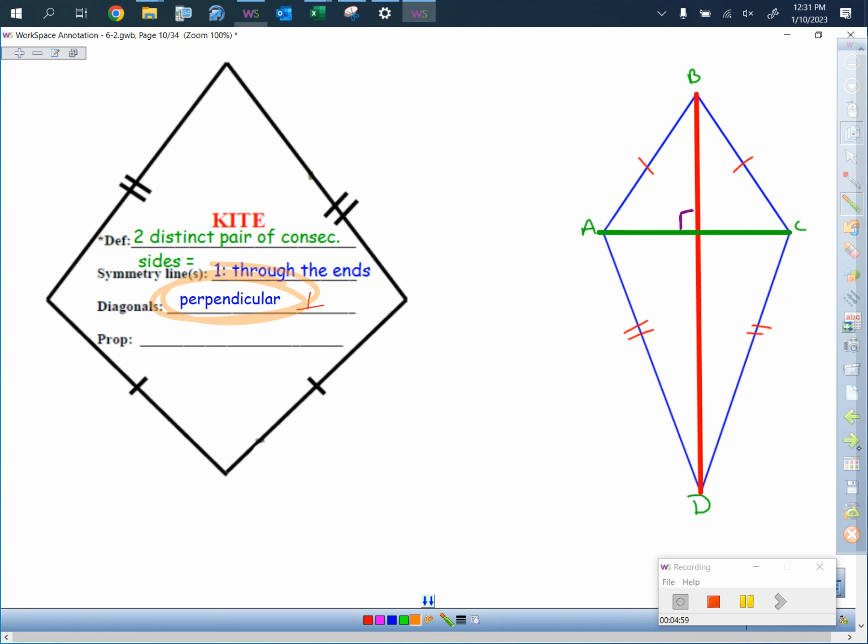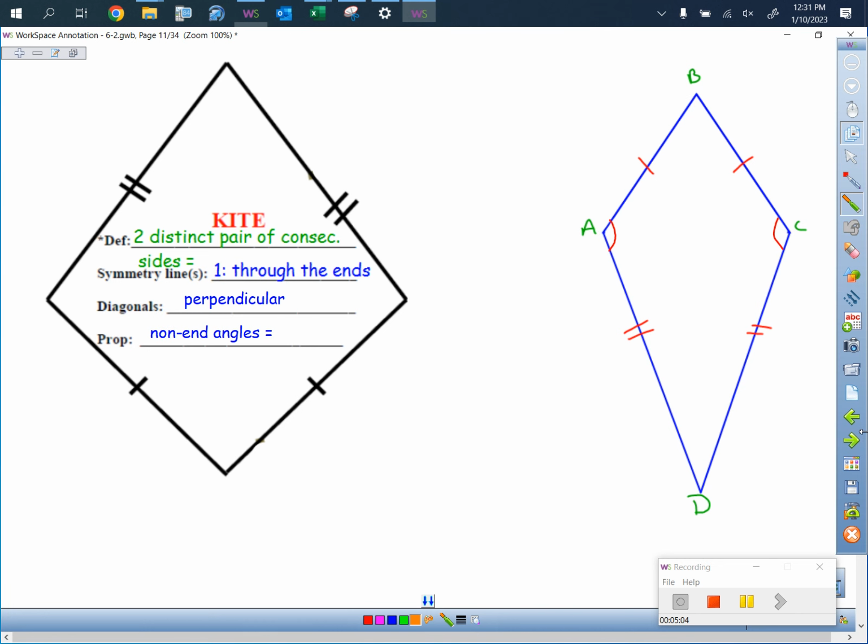And then a property that we're going to do is that the non-end angles are equal. So if B and D are the ends, which they are, would you believe that A and C are the non-ends, right? They've got to be the same. That is a property. And that's enough of this hierarchy for right now. We've only done two and the brain is starting to get overwhelmed.